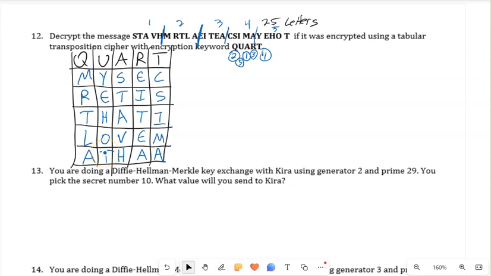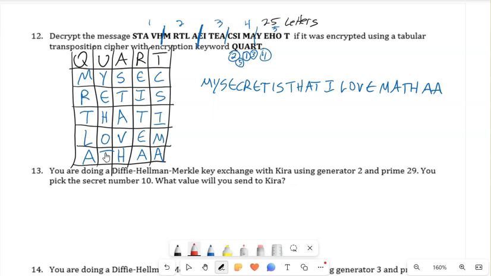Now, place these letters read from left to right. U-M-R-L-T-H. Y-E-H-L-O-T. And then see if you can go through and see where the words are. Mute you again. There we go. So we have my secret is that I love math.